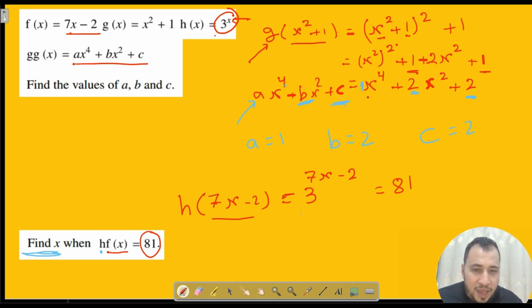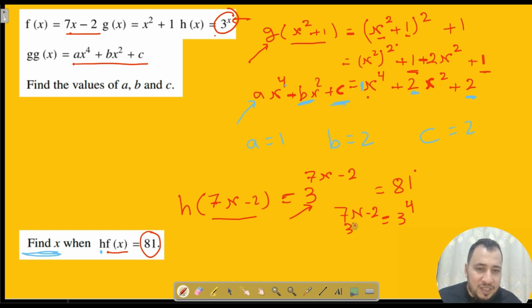And this kind of exponential equations, the idea here is to make them the same base. Here, my base is 3. So I have to change 81 into 3 power of something. So 3 power of what equals 81? 3 power of 4. So that means 3 power of 7x minus 2 equals 3 power of 4.